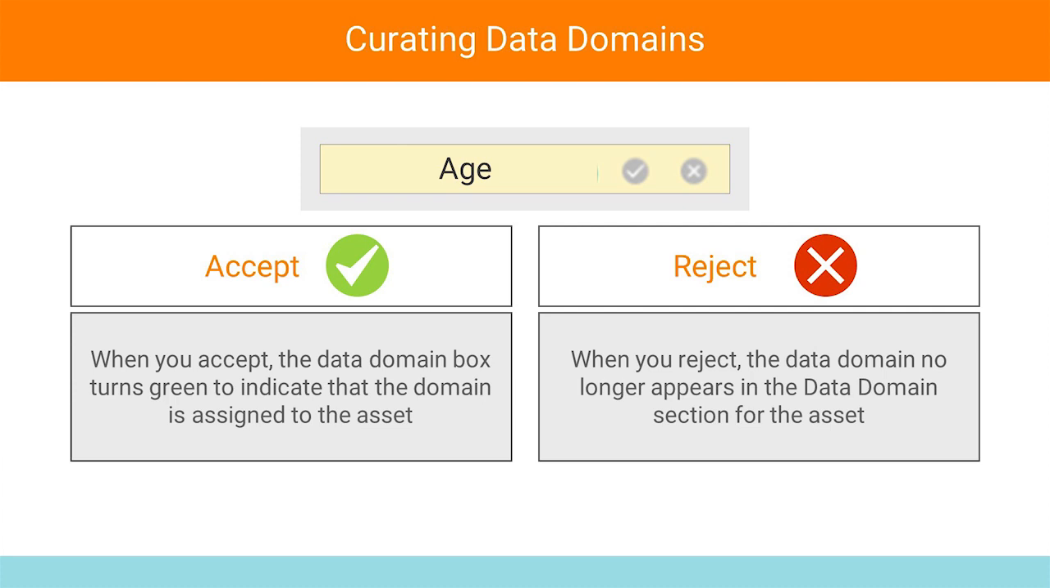Data stewards often face problems with the shipped out-of-the-box data domains. For instance, consider a data domain such as age. It matches against any number between 1 and 120. This broad definition results in a high number of false positives.